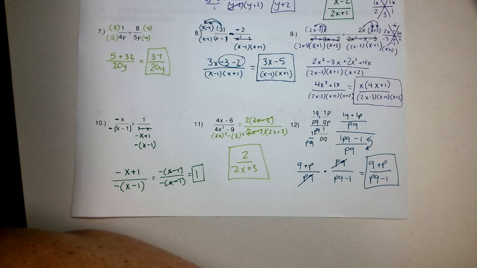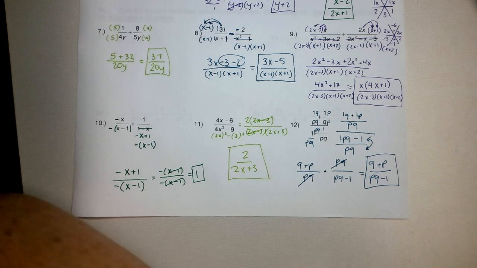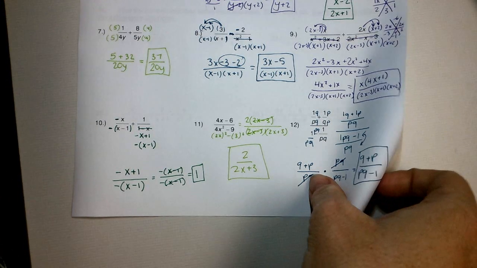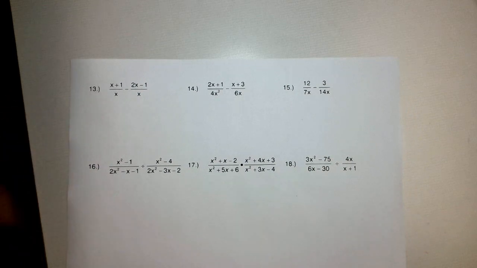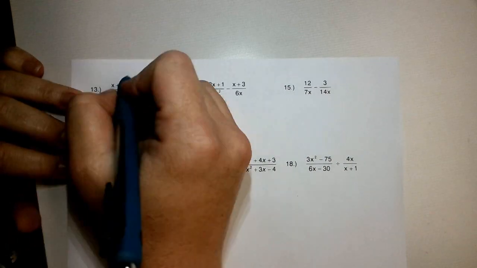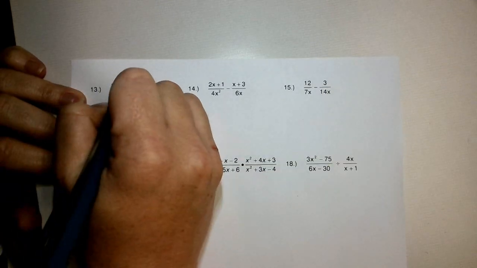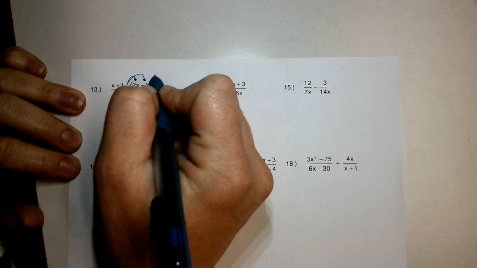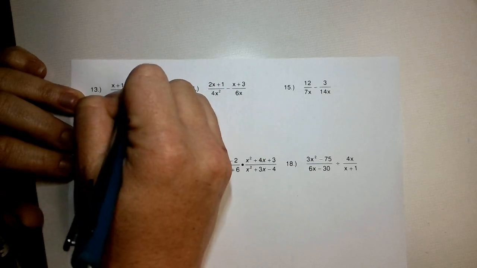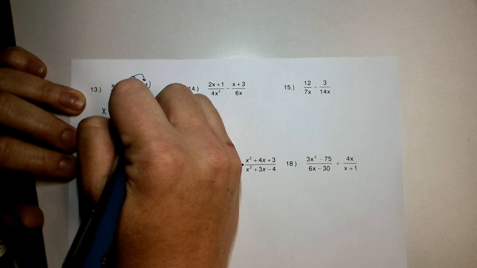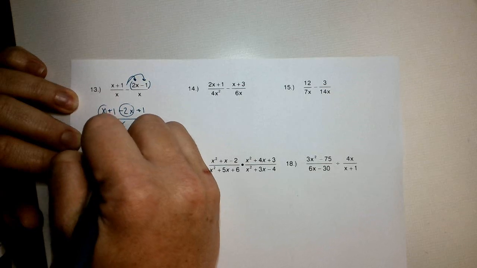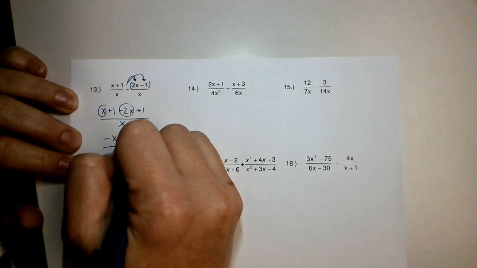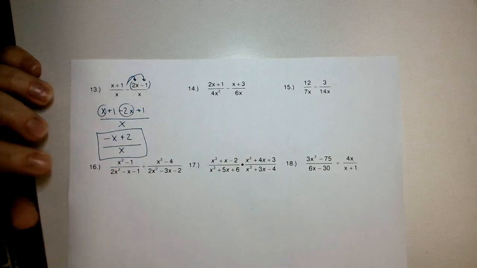Okay, so let's start looking at the back. Okay, so cool thing is number 13, they already have a common denominator. The only thing though, we had a lot of struggle on this on the assessment. When you have a negative in the middle, you have to distribute it. So I'm going to rewrite this as x plus 1 minus 2x plus 1, because two negatives makes a positive. So then I'm going to combine like terms. So x minus 2x is negative x. 1 plus 1 is 2 over x. And there's your answer.